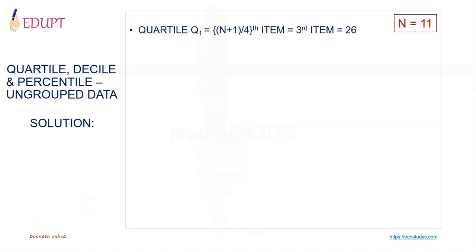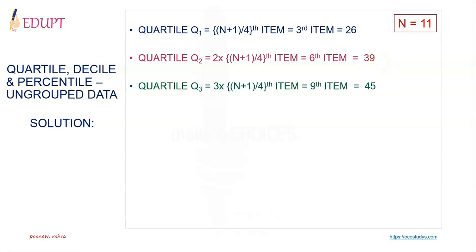Beginning with the first quartile, which is (n+1)/4, n being 11, you get third item, and third item in the series is 26. So first quartile is 26. Second quartile is 2(n+1)/4, and where n is 11, you get sixth item, which is 39. So second quartile is 39. Third quartile is 3(n+1)/4, and after calculation you get ninth item, which is 45. So third quartile is 45.